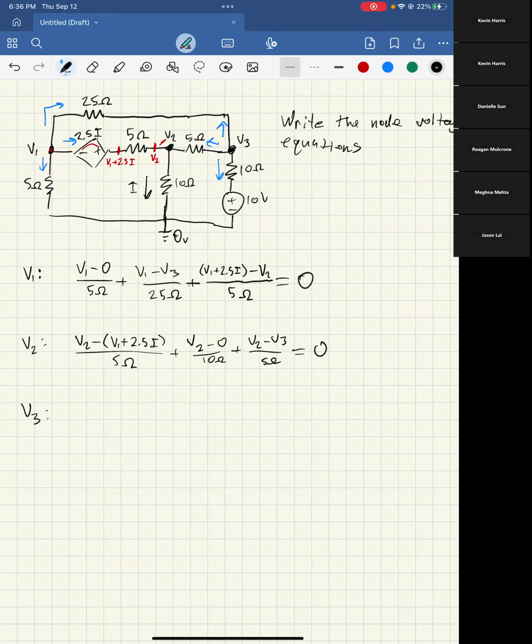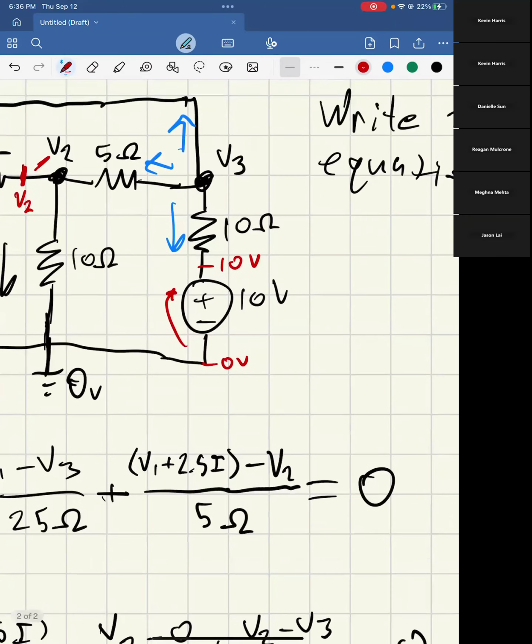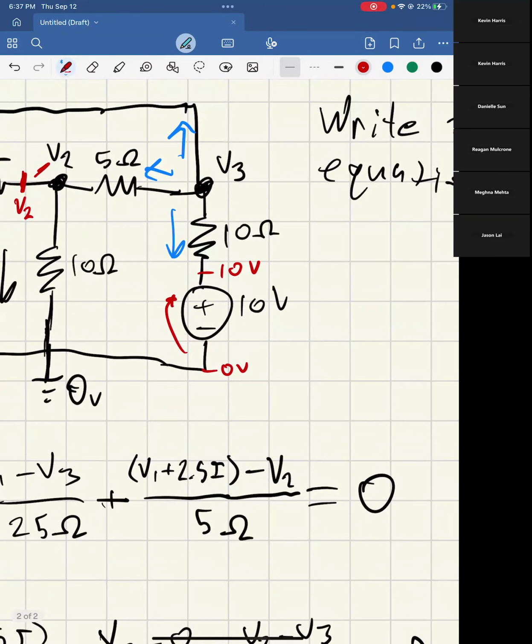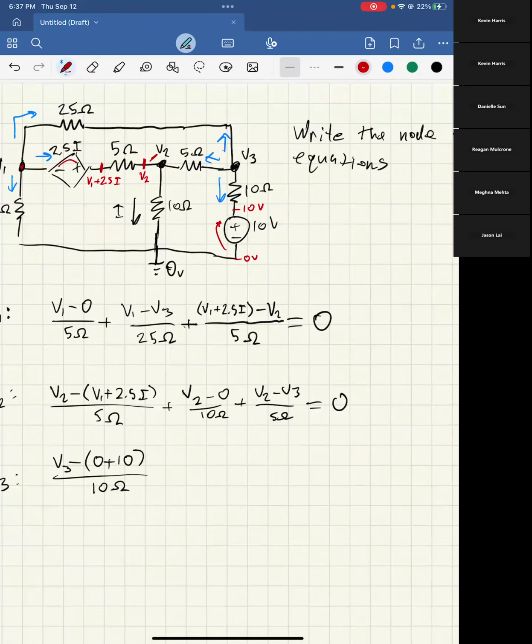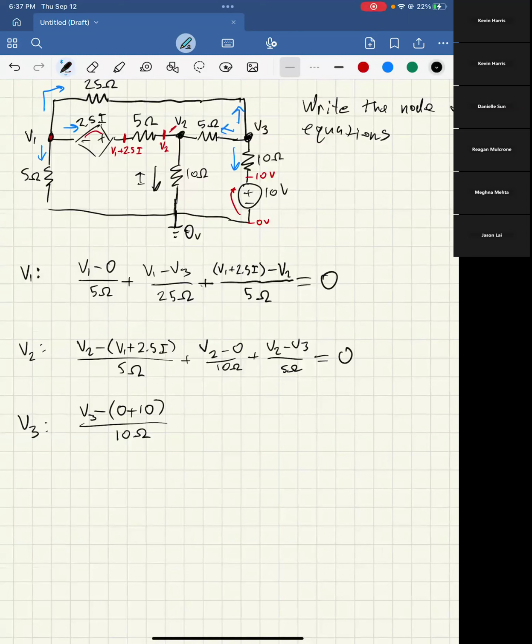So to start with the one going down, we have V3 minus, and just in the same way I did with that dependent source earlier, you can think of this as 0 plus 10 volts over that 10 ohms, because if we have 0 volts down here and we go up to here, then we're going to have 10 volts here, which means through this resistor, we have V3 minus 10 volts as the difference. And just putting in parentheses like that makes it really clear.